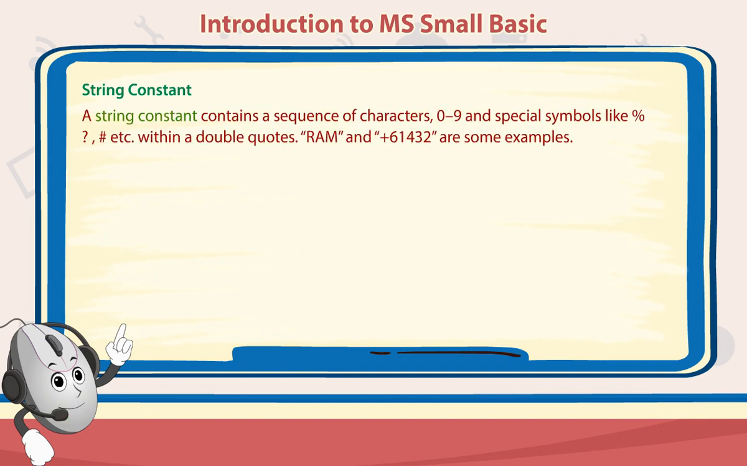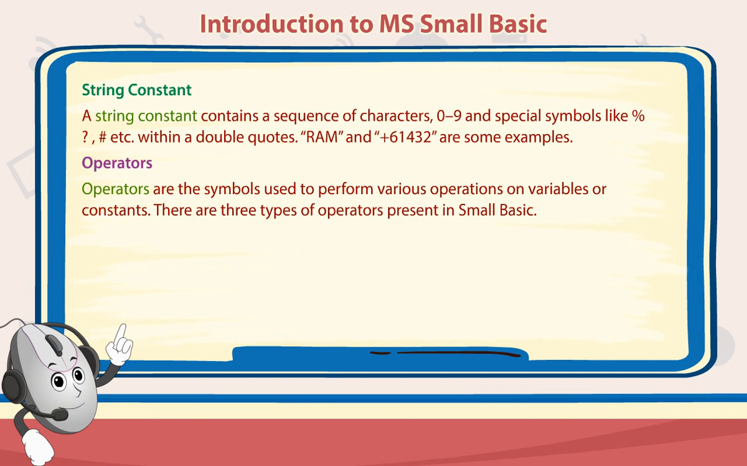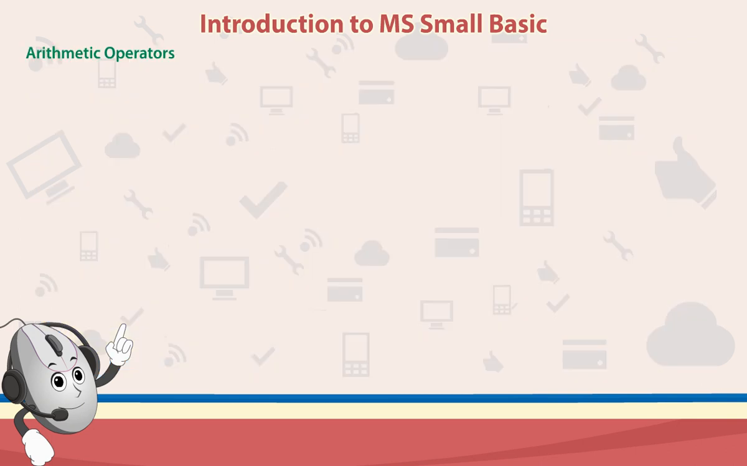String constant. A string constant contains a sequence of characters 0 to 9 and special symbols like percentage, question mark, hashtag, etc. within double quotes. RAM and plus 61432 are some examples. Operators. Operators are the symbols used to perform various operations on variables or constants. There are three types of operators present in Small Basic.